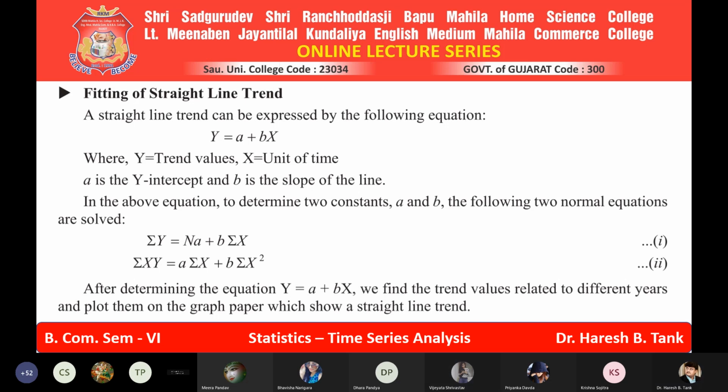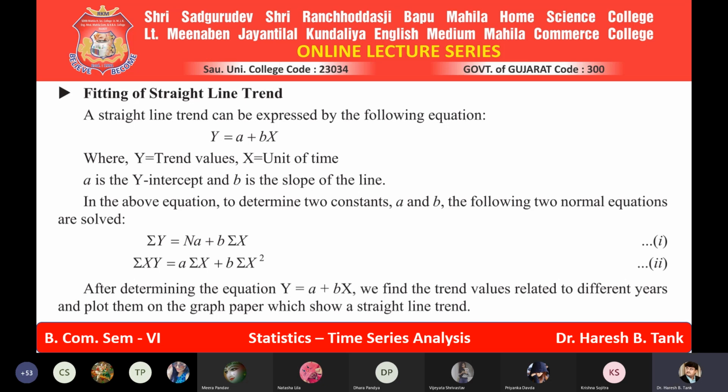So one thing is very clear: to get the first equation, we are applying summation both the sides, and to get the second equation, we are applying summation of x both the sides, right?